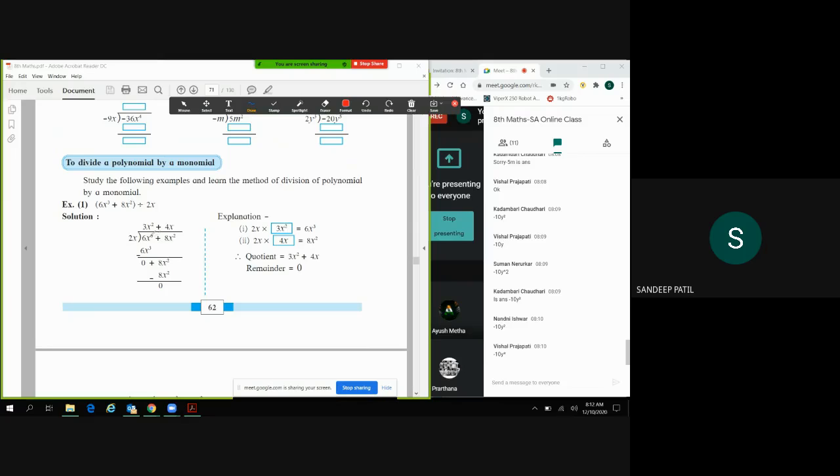So let's see. Now here we are trying to work with a monomial. A monomial is only one term. There are not many terms, right? So here the monomial is 2x. This is a polynomial, and this is a monomial. Mono is a Greek word, that means one. Okay, monorail, you might have heard this word, right? In Mumbai, there is a monorail.